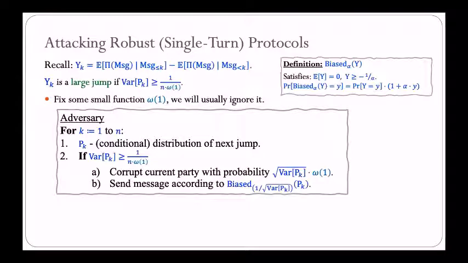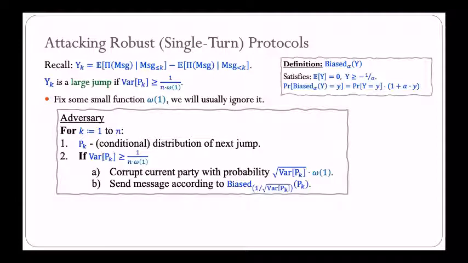So how is our adversary going to work? At every round, it's going to do the following. We denote by PK the conditional distribution of the next jump. Now we ask ourselves, is this jump a small jump or a large jump? If this is a small jump, we know from earlier we can just ignore it without caring much, since it doesn't influence the final outcome by too much. On the other hand, if this is a large jump, we would like to corrupt the party holding that jump with some probability. More precisely, we're going to want to corrupt that party with probability proportional to the standard deviation of that jump.